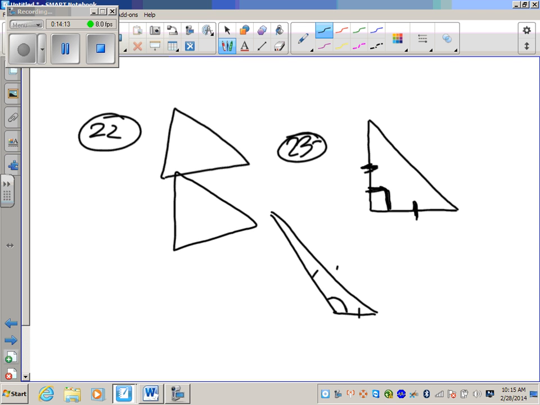And 28 would be a rectangle. 27 is a parallelogram. What's a rhombus? It has 4 congruent sides. Do all those sides look the same to you? No. The 4x4 word square.